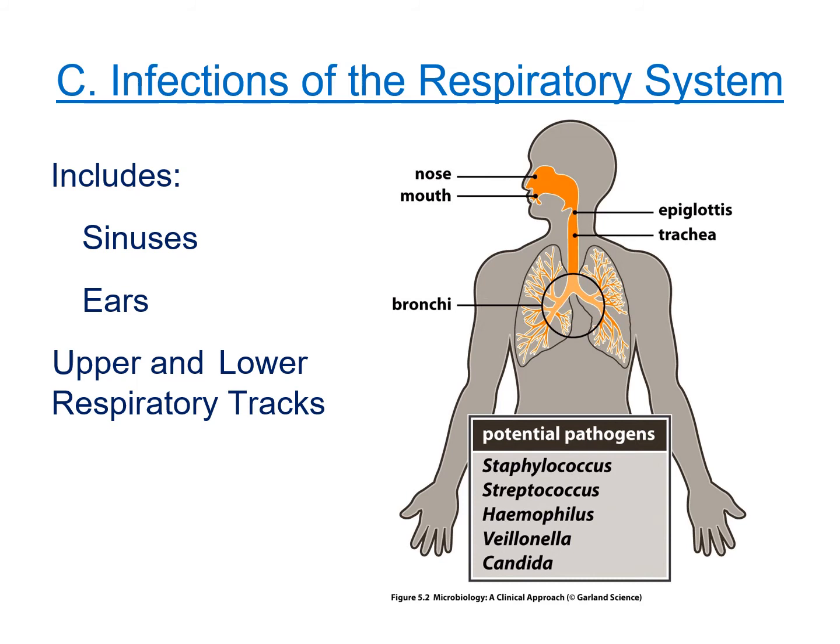The lower respiratory tract is going to be the trachea and also the branches that come off the trachea. So the bronchi, the bronchioles, and finally the little sacs at the end, which are the alveoli.